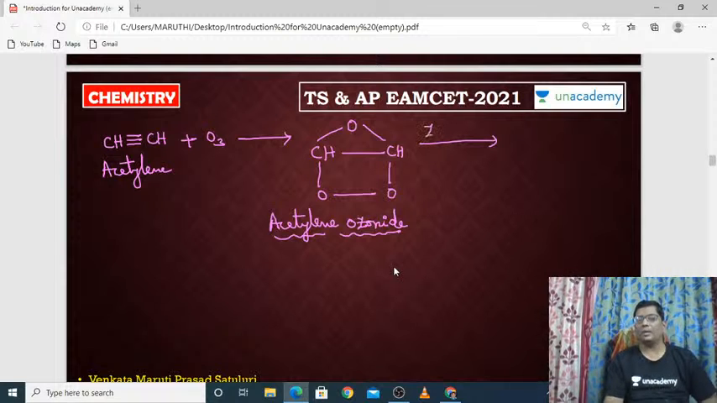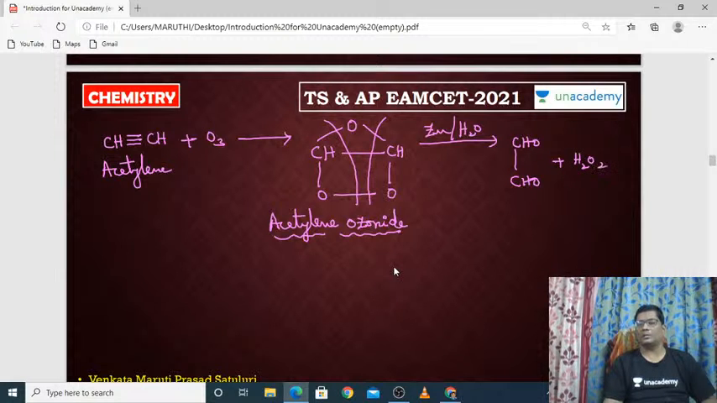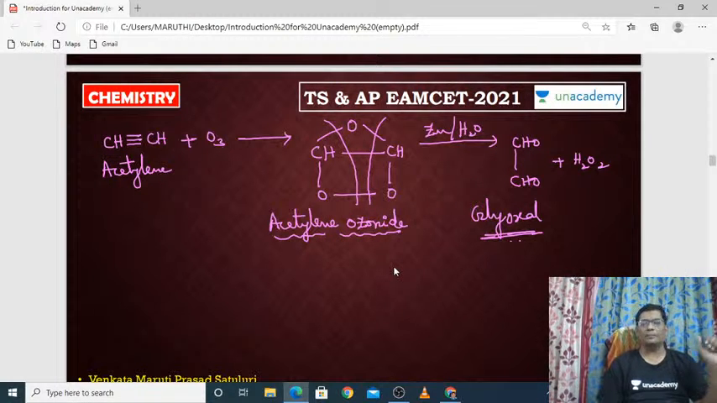It again reacts with zinc hydrolysis. Again this bond will be cut and this bond will be cut. Then what is the product which is formed here? This bond is a strong bond, but these two and these two will be cut and it will produce CHO. One bond remains as it is and CHO will be produced along with H2O and H2O2. This CHO-CHO is called glyoxal. In the same way, almost all unsaturated hydrocarbons can react with ozone.